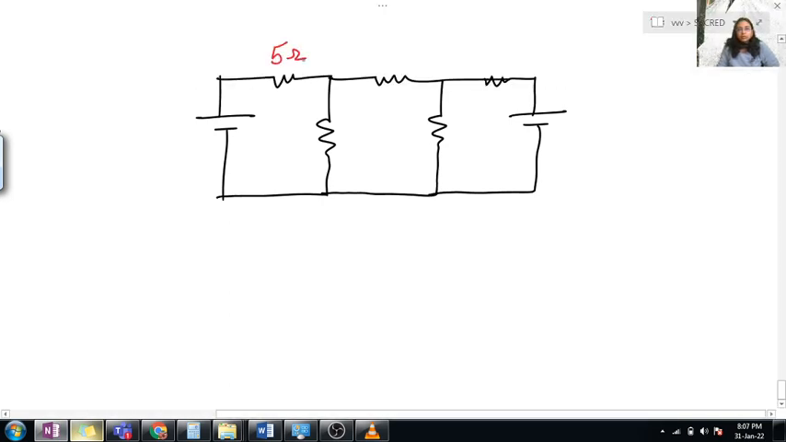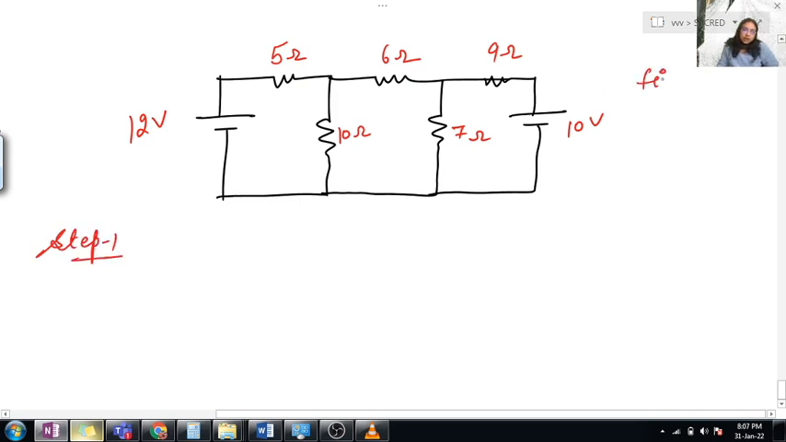Suppose we have 5 ohm, 10 ohm, 6 ohm, 7 ohm, 9 ohm, 12 volt and 10 volt. Okay, so in the KCL they have asked you to find the current in the 6 ohm resistor, suppose by using Kirchhoff's current law, or they can say by using nodal analysis.